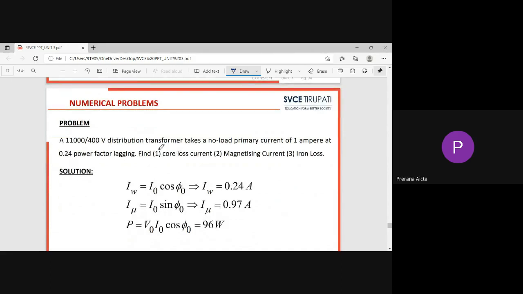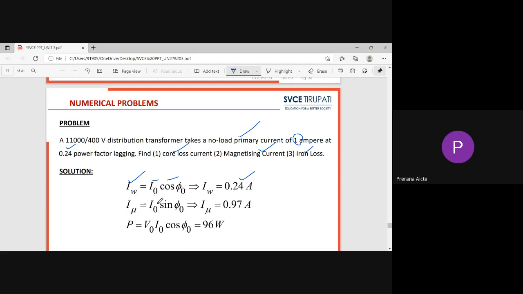Next, second problem. An 11,000 by 400 volts distribution transformer takes a no load primary current of 1 ampere at 0.24 power factor lagging. Find the core loss current, the magnetizing current and the iron losses. From the phasor diagram, we know that I_W is equal to I naught cos phi naught. The power factor is 0.24 and I naught is 1 ampere, so 1 into 0.24 gives 0.24 ampere.